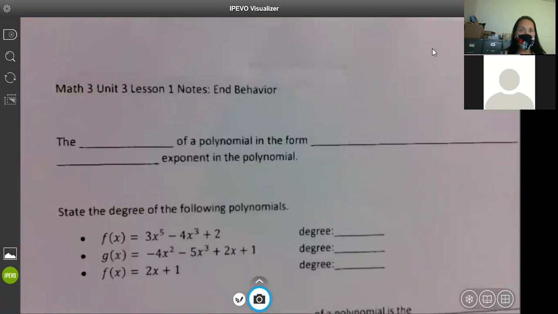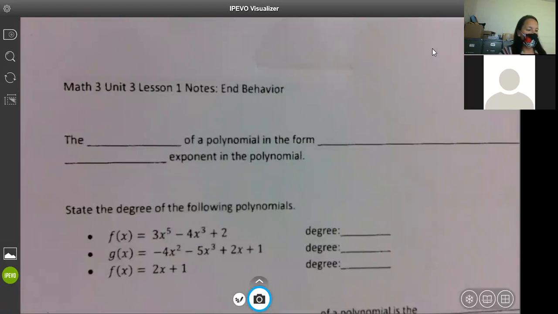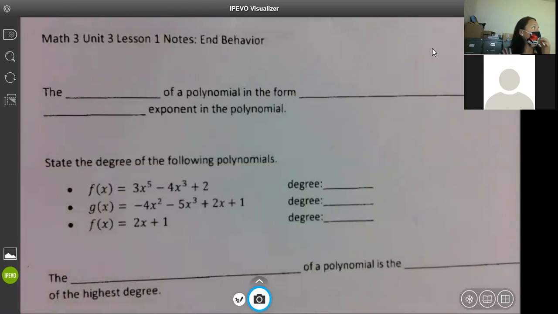And then we're going to start on end behavior. And in behavior, it looks kind of hard, but it's really super easy. Okay. And I say that like seriously, it is so easy.